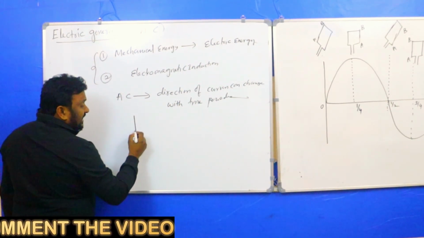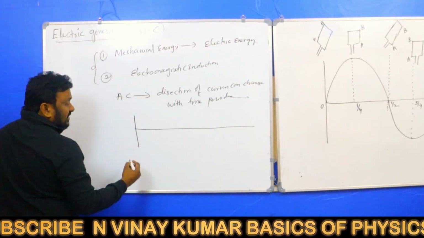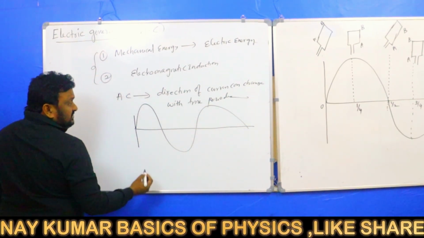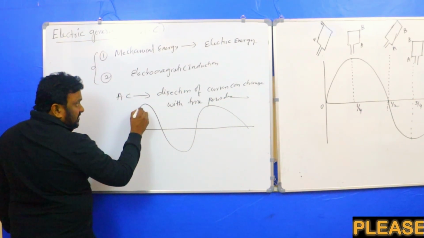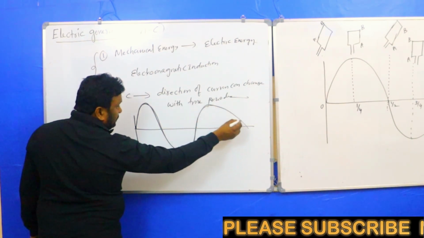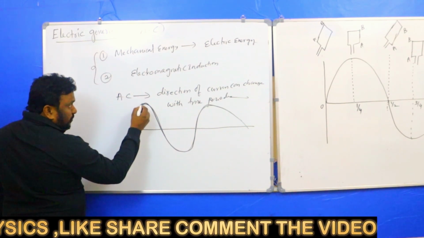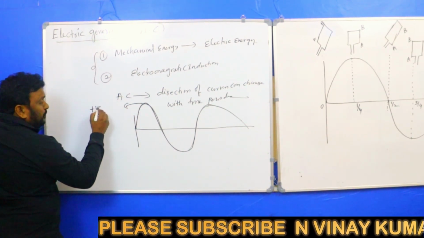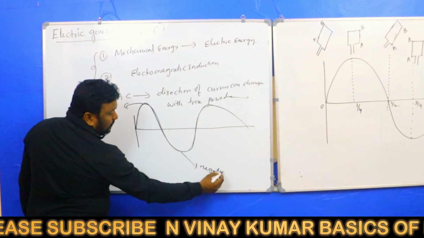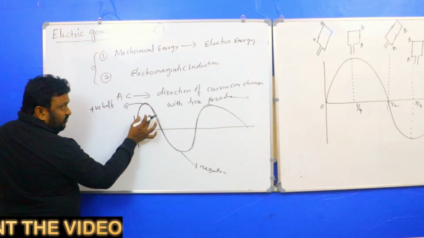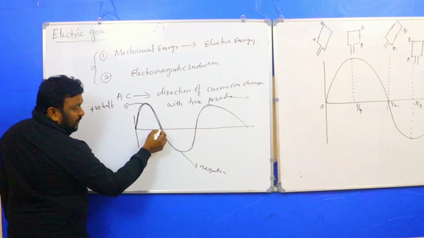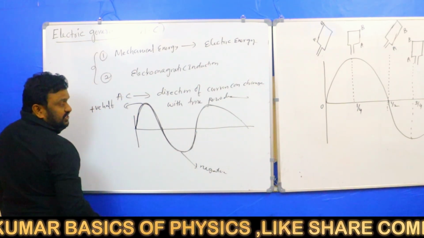Generally the AC current can be shown by a sinusoidal wave like this. This is the sinusoidal wave, and here the current that is induced is shown in this graph. So dear children, this portion is called the positive cycle, and this is the negative cycle. When we have a positive cycle, the direction of current is in one direction. For the negative cycle, the direction of current changes.